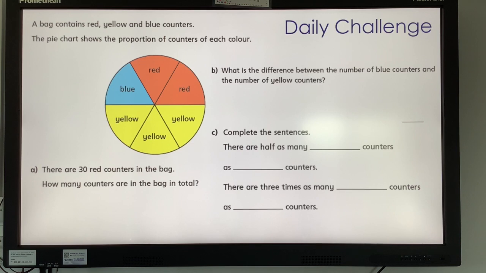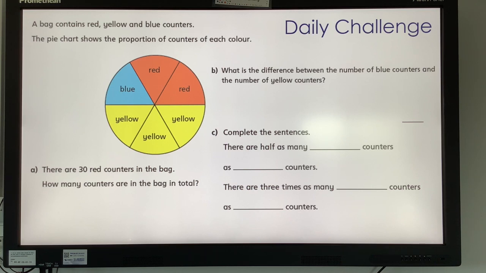So onto your challenge then. A bag contains red, yellow and blue counters. The pie chart shows the proportion of counters of each colour. If there are 30 red counters in the bag, how many are there in total? What is the difference between the number of blue counters and the number of yellow counters?